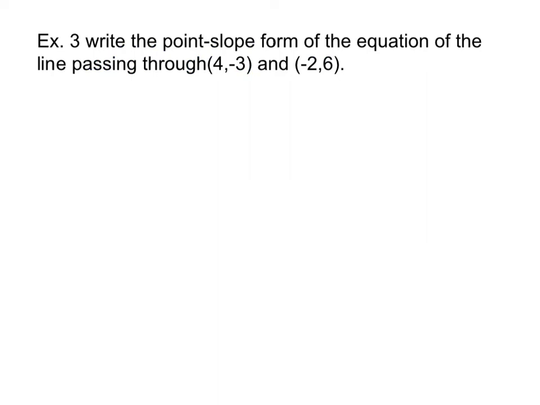So what about this example? Write the point slope form of the equation of the line passing through 4, -3, and -2, 6. In order to write the equation of a line, what is the one thing we always have to have? We always have to have the slope. So if it's not given, we're going to have to find it. So we're going to need to calculate the slope.